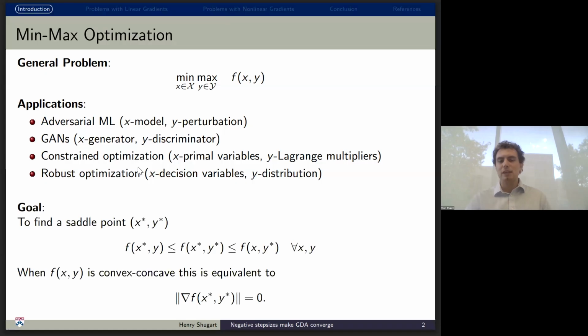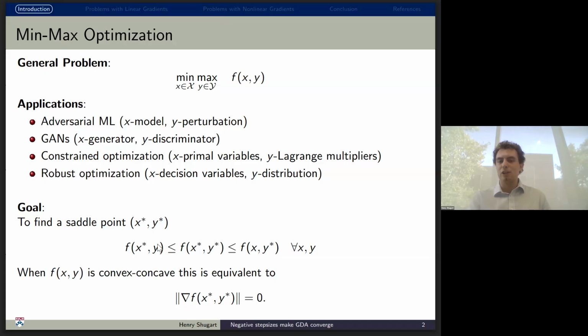And so what does it mean to solve a min-max problem? The goal of min-max problems is in general to find saddle points that satisfy this set of three inequalities that I have written below. And when f is convex-concave, meaning that it's convex in your x variable and concave in your y variable, which you can think of as a natural analog to convexity in convex optimization or just standard minimization problems.